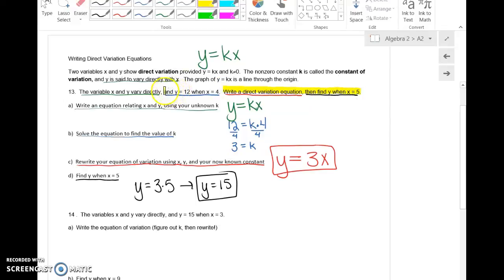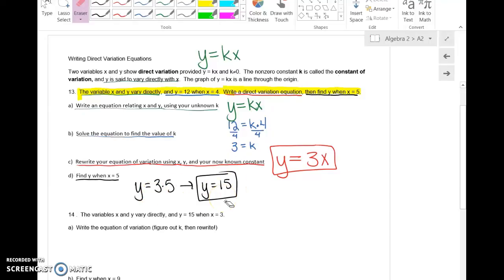So it'll give you this information. The variables x and y vary directly. This is basically how the problem will be written. Remember, that tells you that you can write this equation, y equals kx, and y equals 12 when x equals 4. That allows you to plug those values in to figure out k. Write a direct variation equation. Write your equation y equals kx, but use what you've figured out k is going to be. Then find y when x equals 5, plug 5 into your equation to get your final answer.